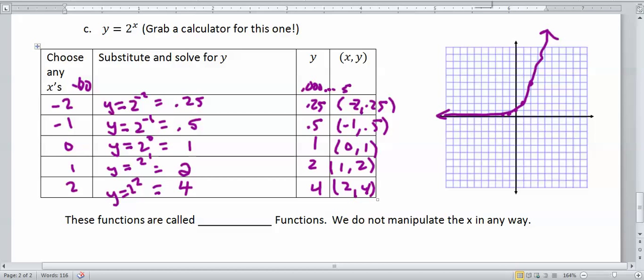Alright, so there's no practice for tonight. Just come to class tomorrow with this in hand. Oh, one last thing before we go. These functions are called parent functions. They have nothing done. We do not manipulate the x in any way, shape, or form. So they stay true to what their shape is. So we did not manipulate the x.